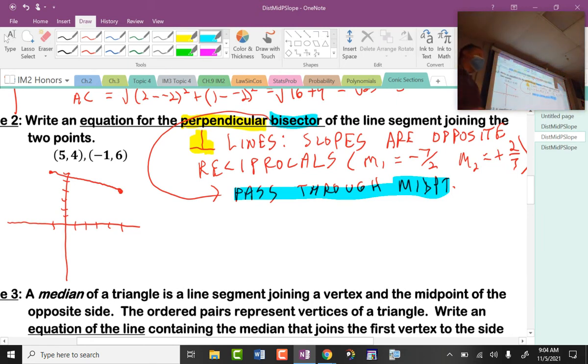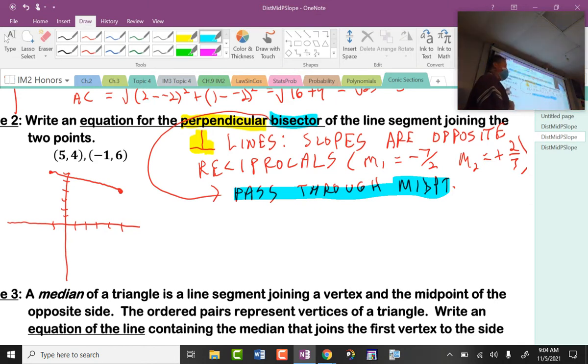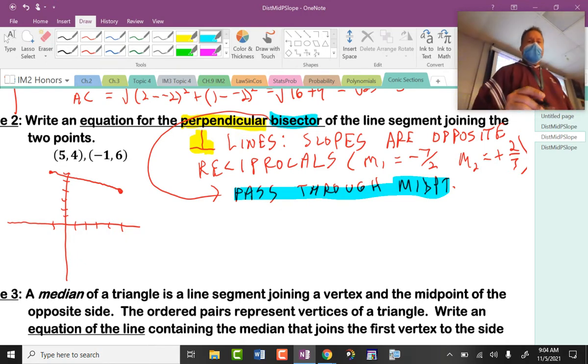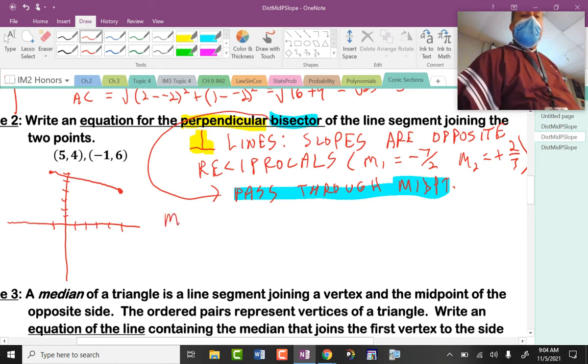So I got to do two things. I got to find the midpoint of this segment, and I also got to find the slope that this segment makes so that I can find the slope of my new line. I'll do the old line in red. It doesn't matter which one you find first.